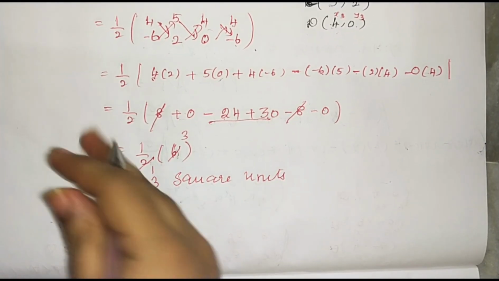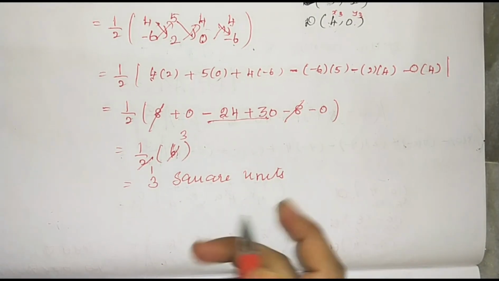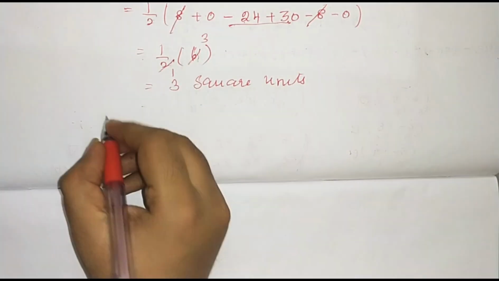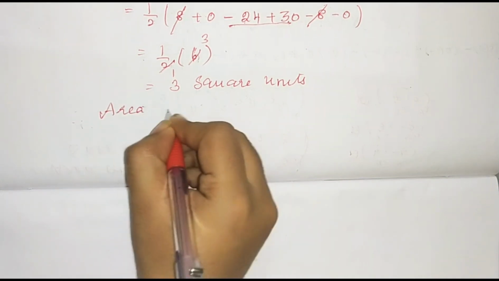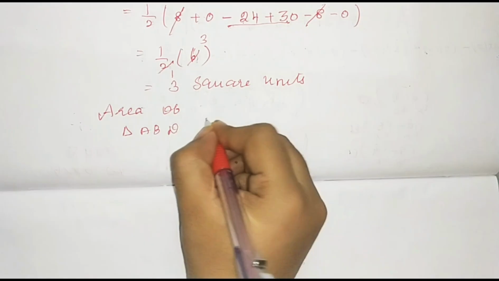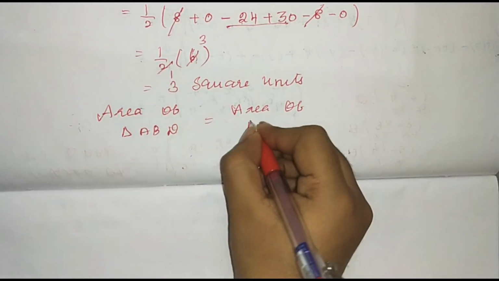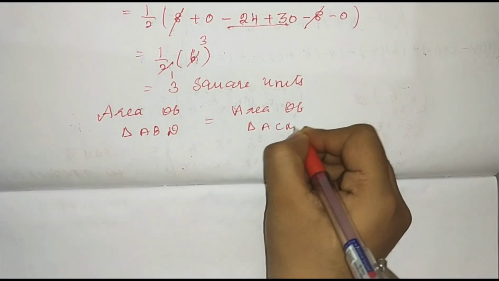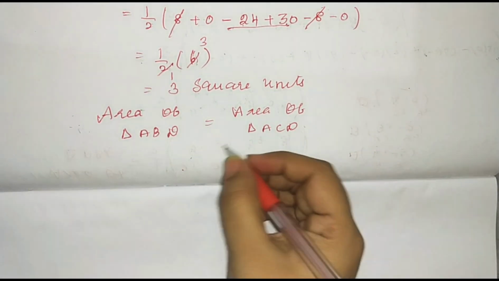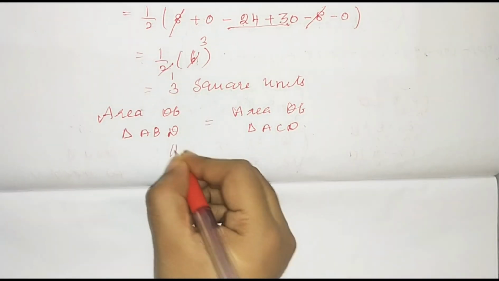So the area of ACD is also 3 square units. The area of ABD is also 3 square units. Therefore, the area of triangle ABD is equal to the area of triangle ACD. Therefore, the median of a triangle divides it into equal areas. Hence, verified.